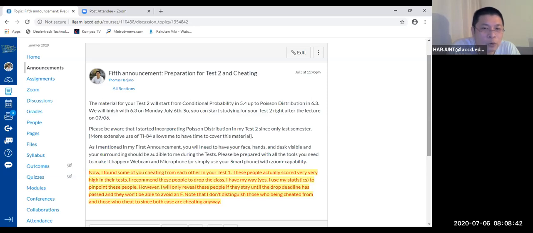Of course, I can tell who cheats from whom, but when I report this to the college, I don't need to report who cheated from whom. As long as you cheat from somebody, of course you're at fault. As long as you let somebody cheat from you, you are also equally at fault. So please drop the class.